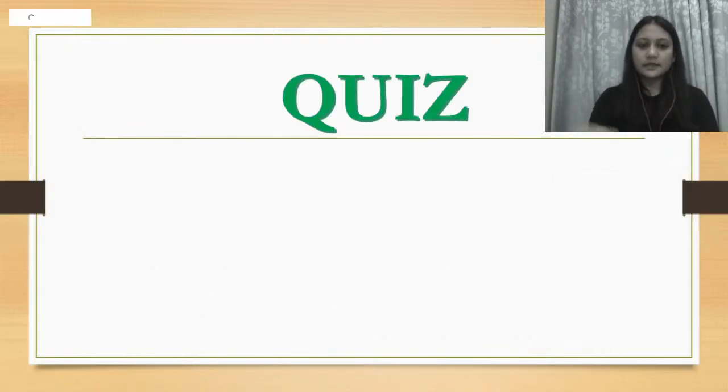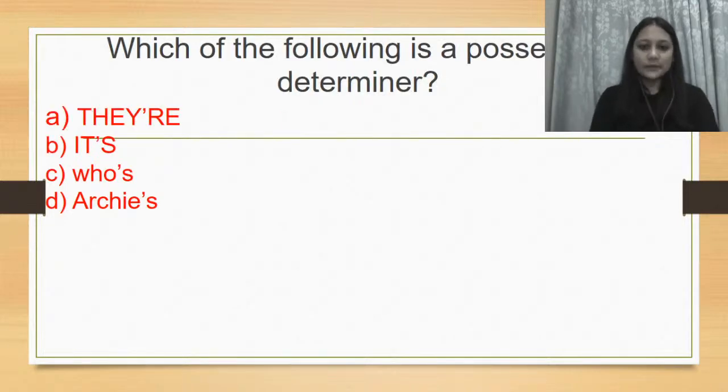Clear? Next. Here we have a quiz. Let's begin with it, and don't freak out, we will do it together. Now, first question. Which of the following is a possessive determiner? Is it they're, it's, whose, or our? It's definitely not it's, because its has no apostrophe s. What do you think? It is our. Clear?